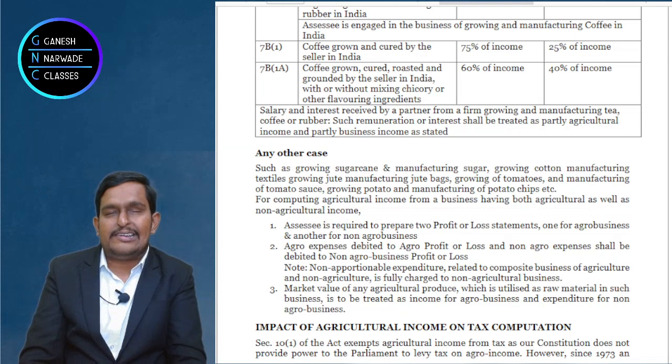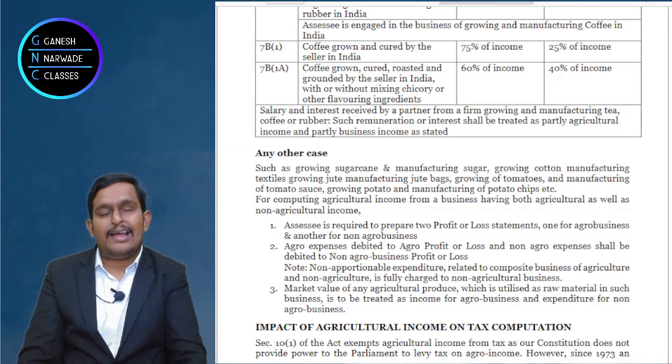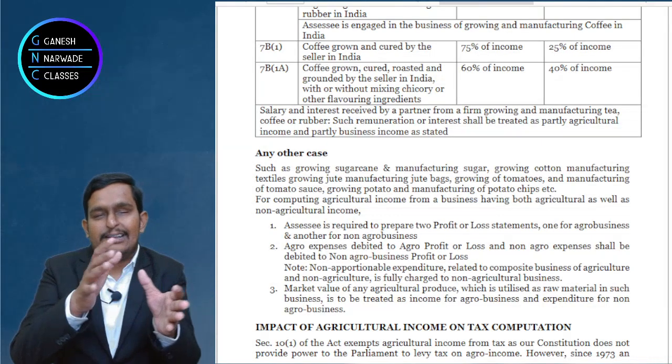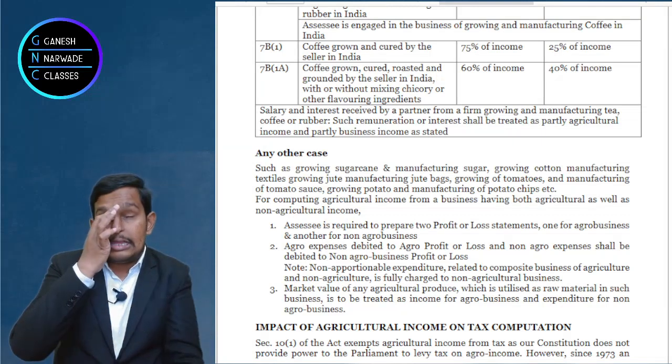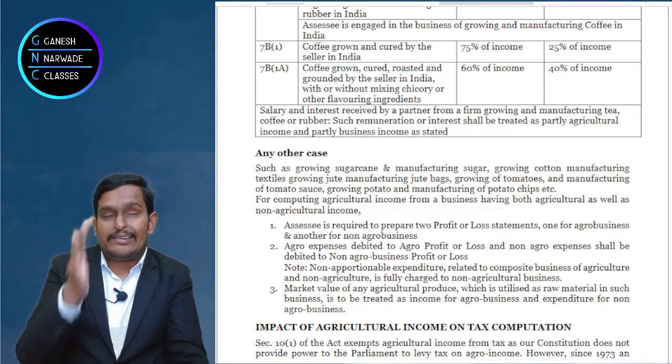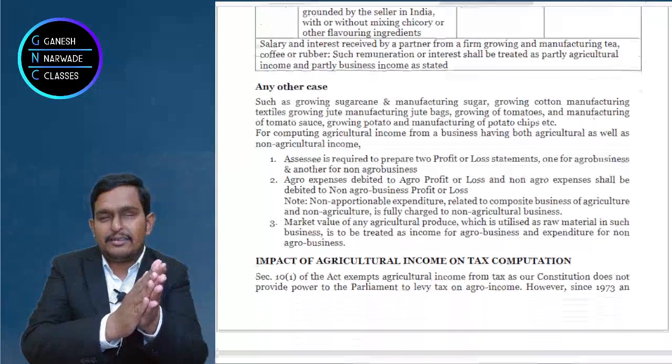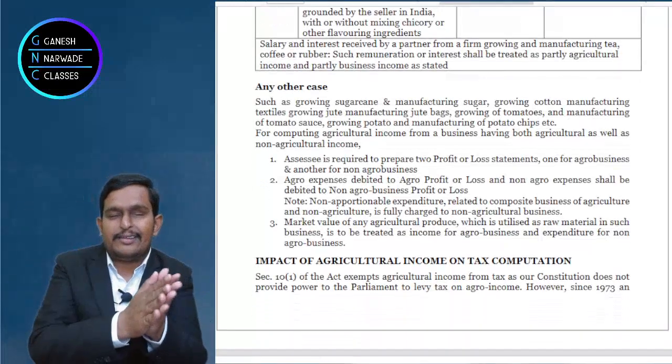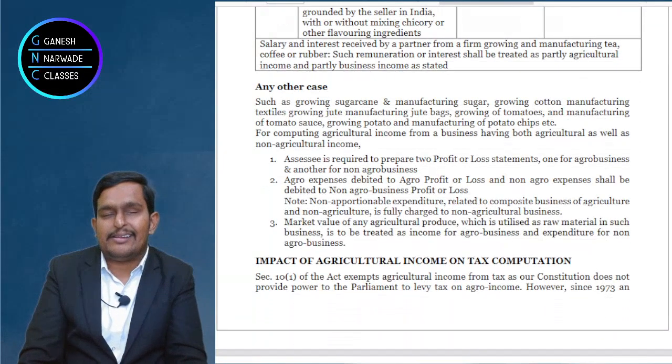Now this is not right, correct? If somebody is engaged in agriculture and also non-agricultural activity, and he tries to shift the regular income to agriculture and escape taxes, is it right? The answer is no, it is not right.